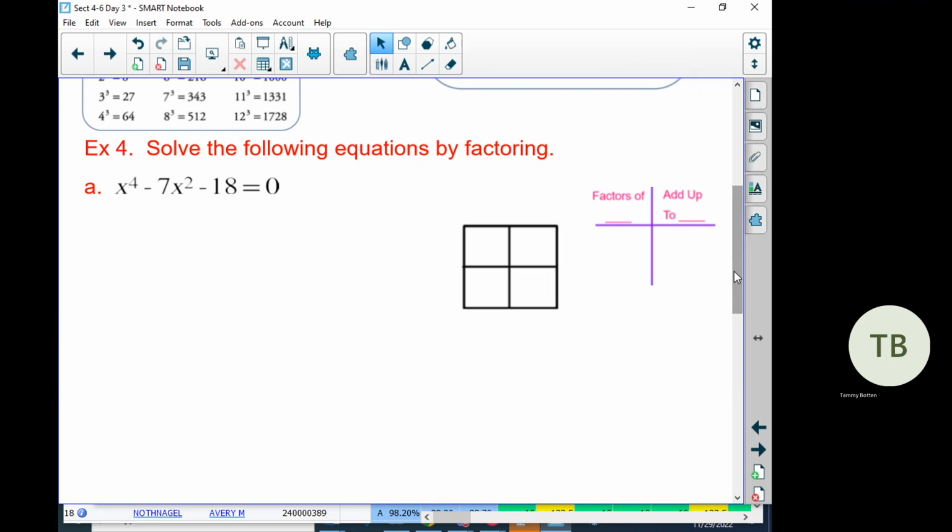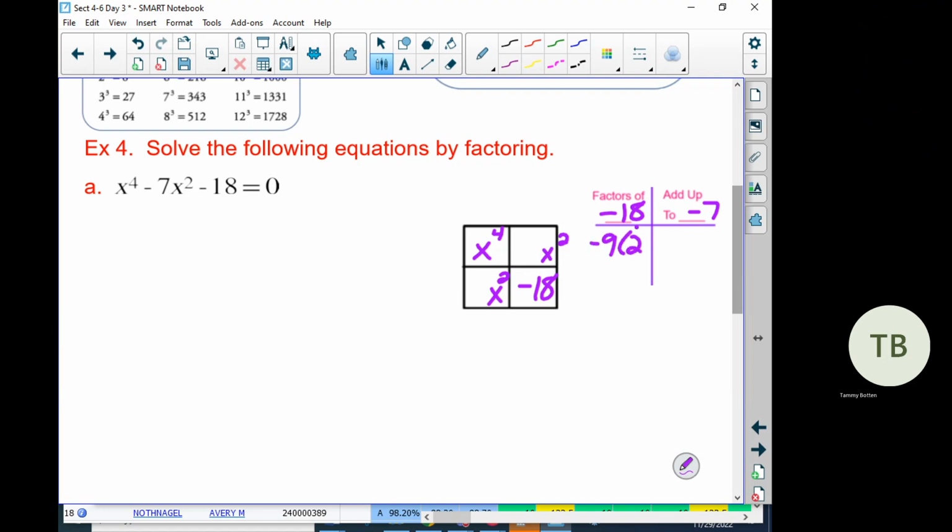Okay, so this is a trinomial. We have x to the 4th. This would be x squared as well as x squared. This would be -18, -18, and -7. What are two factors of -18 that gives us -7? And -9 plus 2 is -7.